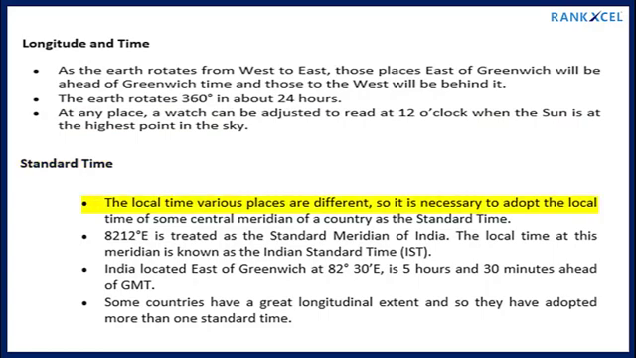Standard time. The local times of various places are different, so it is necessary to adopt the local time of some central meridian of a country as the standard time. 82½ degrees E is treated as the standard meridian of India. The local time at this meridian is known as the Indian Standard Time, IST. India, located east of Greenwich at 82 degrees 30 minutes, is 5 hours and 30 minutes ahead of Greenwich Mean Time. Some countries have a great longitudinal extent and so they have adopted more than one standard time.